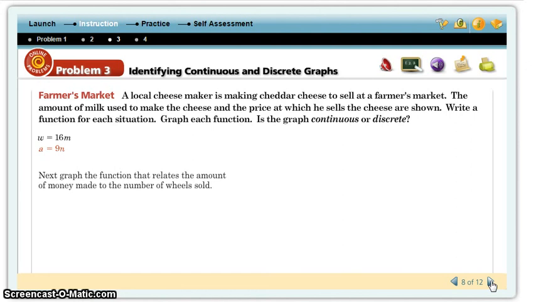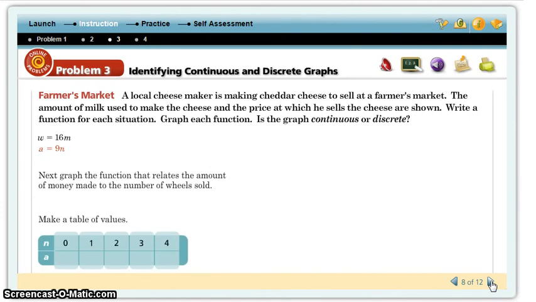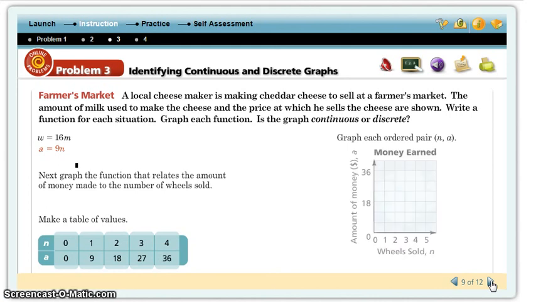Next, graph the function that relates the amount of money made to the number of wheels of cheese sold. Make a table of values. Find the value of A when N equals 0. Then find the value of A when N equals 1, 2, 3, and 4. Same thing that you did with the milk, you're now doing with the wheels of cheese. Graph each ordered pair, N, A. Same sort of graph as last time.